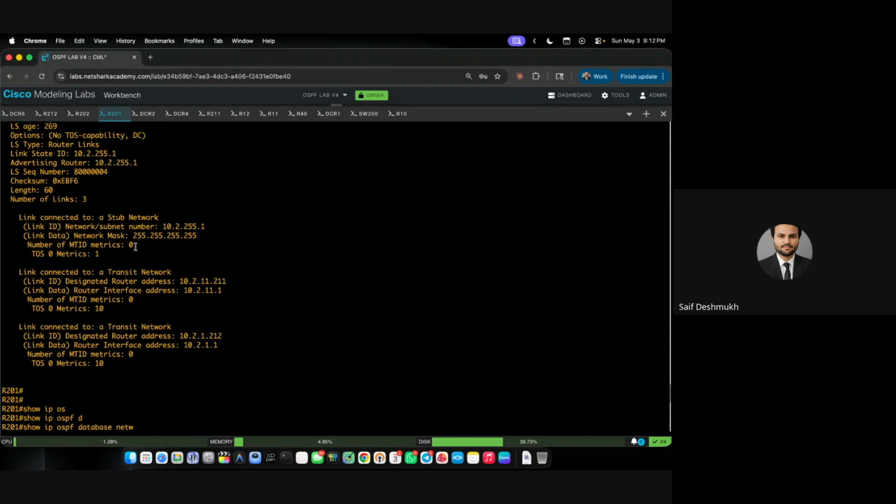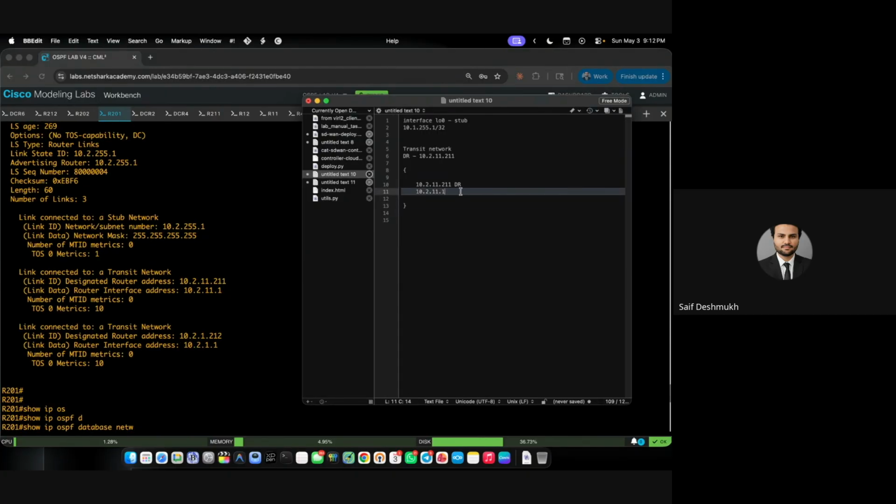So if you go back a little bit, this is 10.2.255.211. This is 10.2.255.1. I also understood this is a /24 because I connected it back to the type 2 LSA. The subnet of this link is 10.2.11.0/24.